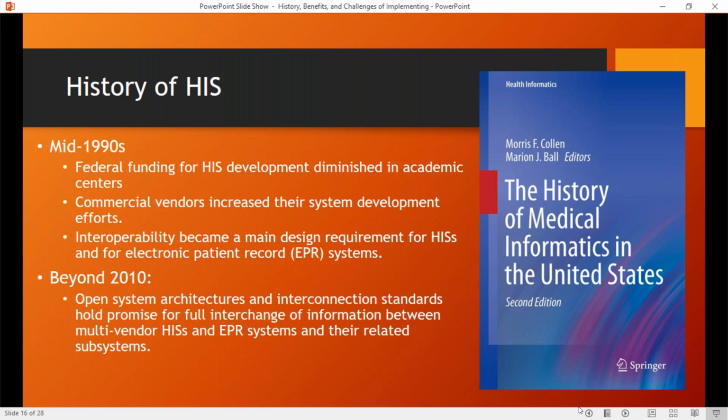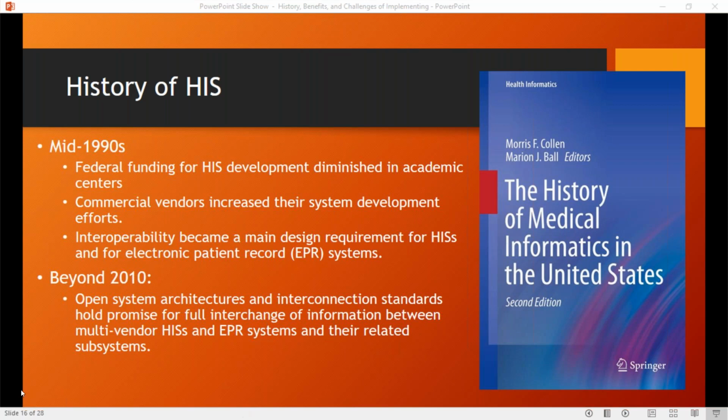Now, more recently, again, open system architectures and interconnection standards.